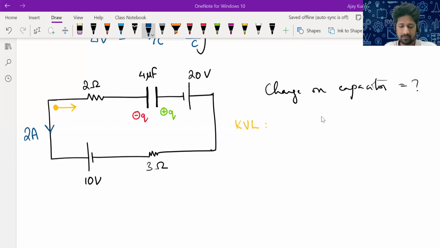Any answer for charge? Okay. Pawan, can you unmute? Vanilla, can you unmute?